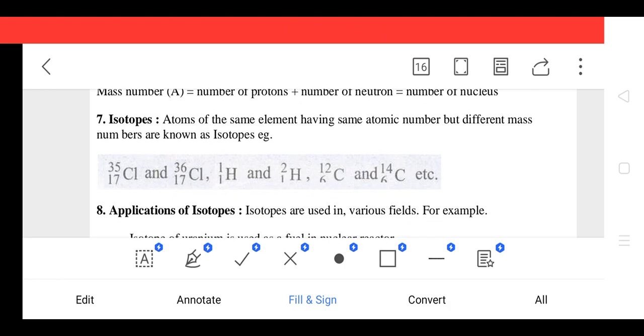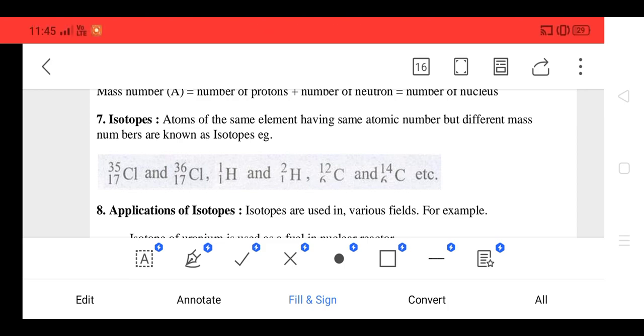Isotopes are atoms of the same element having the same atomic number but different mass numbers. These are known as isotopes. For example, chlorine. Here, these atoms of chlorine have the same atomic number 17, but their mass numbers are different, 35 and 36. Similarly, carbon.